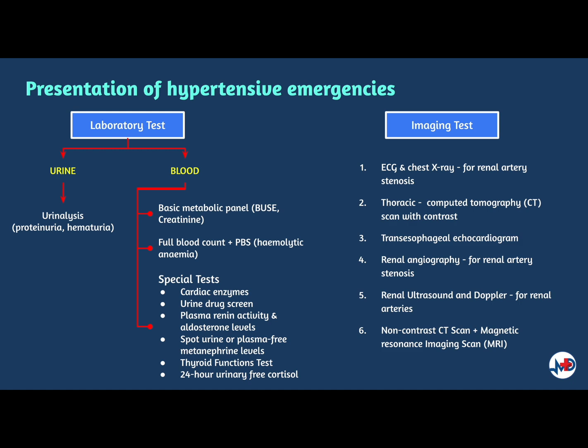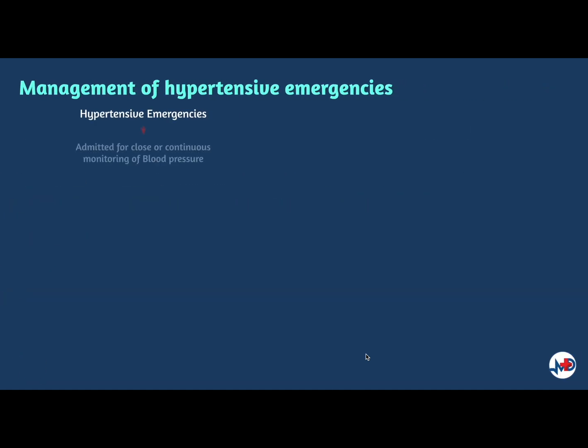You may also consider renal angiography for renal artery stenosis, renal ultrasound and Doppler for renal arteries, and a non-contrasted CT scan or MRI imaging, which may assist with the diagnosis of any neurological problems.